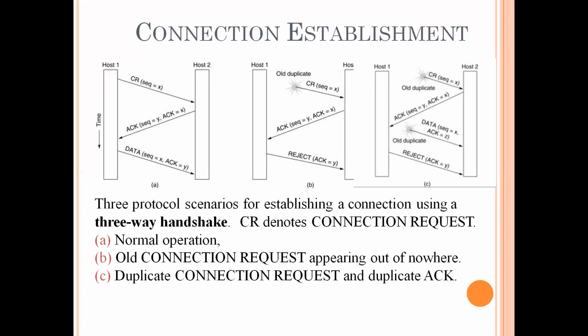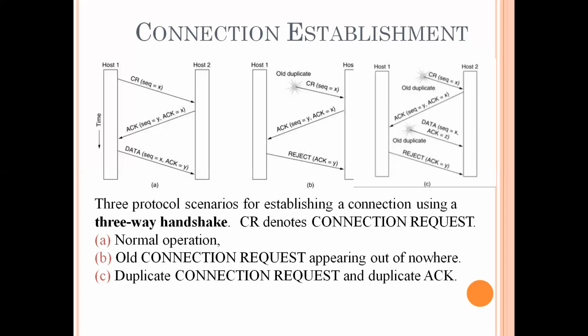Here you are seeing the three types of connection by using three-way handshaking. The first figure indicates a normal operation where host 1 is sending the connection request with sequence number X to host 2. When host 2 receives the connection request from host 1, it sends an acknowledgement to host 1 with a sequence Y, and along with the sequence Y, it also sends the acknowledgement of X. After receiving the acknowledgement along with the sequence number, host 1 again sends the data to host 2 with a new sequence and acknowledgement of Y. This is called three-way handshaking.